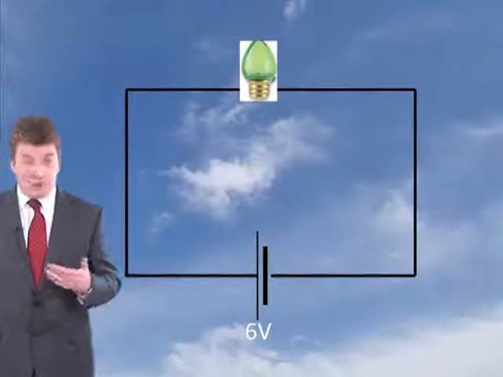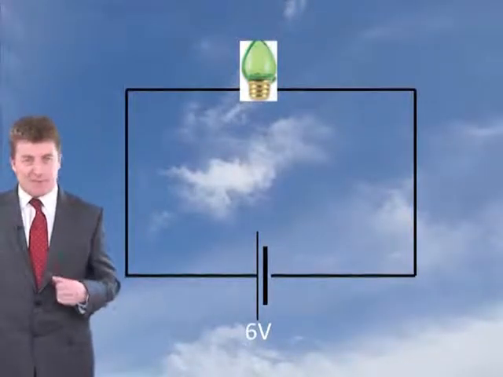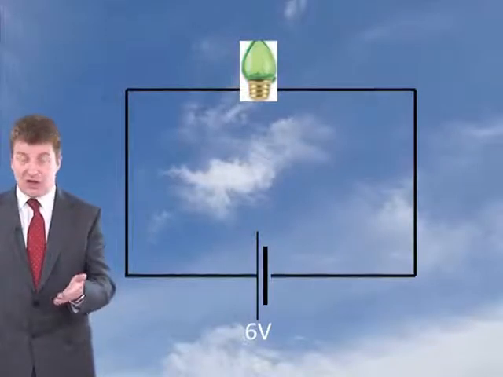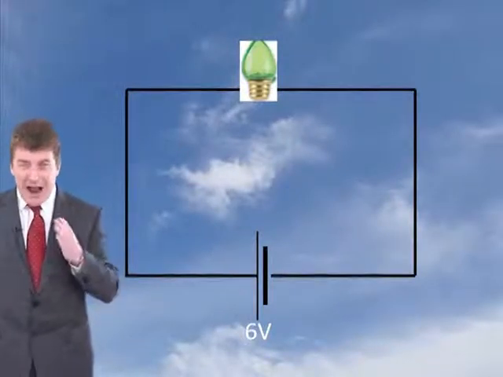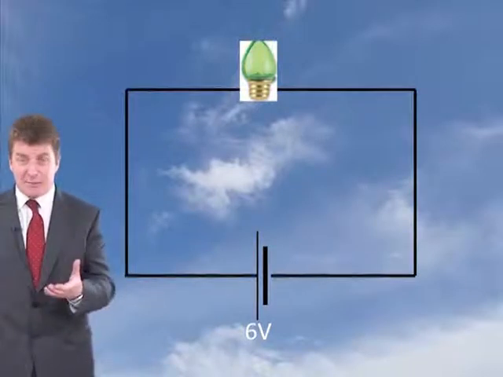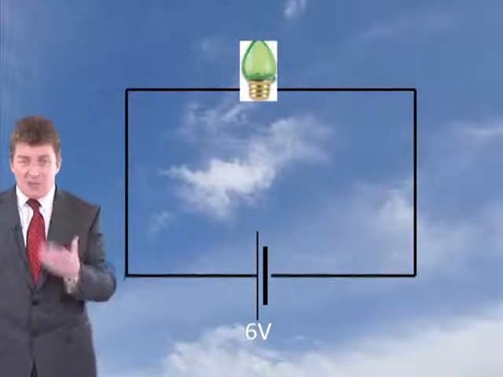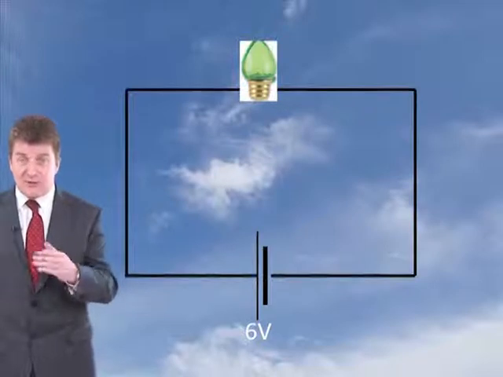Now, what happens if you put an electrical appliance in a circuit? Well, you can put anything in a circuit, such as a light bulb, and it's going to act as a resistor. If you put one in here, it is going to cause resistance to the flow of electricity.